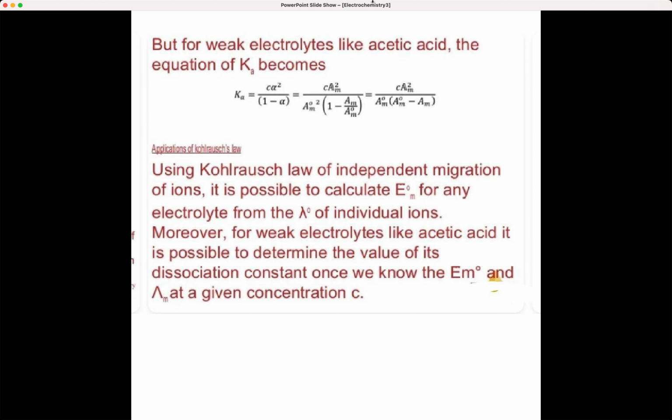Okay, now what happens for weak electrolytes like acetic acid? The equation Ka, or K alpha, becomes C alpha square by 1 minus alpha. You can substitute for alpha square here like this, and you get an equation like this finally. And what are the applications of Kohlrausch's law? Using this, it's finally possible to calculate Λ0m for any electrolyte from the λ0 values of individual ions. For a weak electrolyte like acetic acid, it's possible to determine the value of the dissociation constant if you know Λ0m and Λm at a given concentration C.